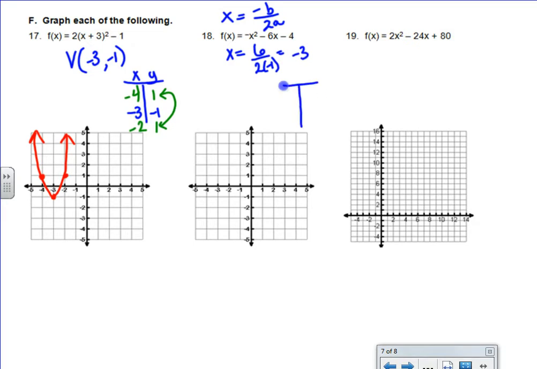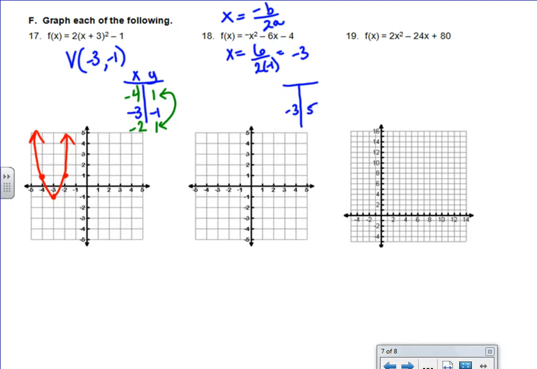So what I just found is the x value of my vertex. And you might ask, well, how do I find the y value? Well, how do you ever find the y value? You go plug it in. So be careful here. We're going to square the negative 3 before we multiply by the negative 1. So that's 9 times negative 1 is negative 9. This will become a plus 18. So that's positive 9. 9 minus 4 is 5.